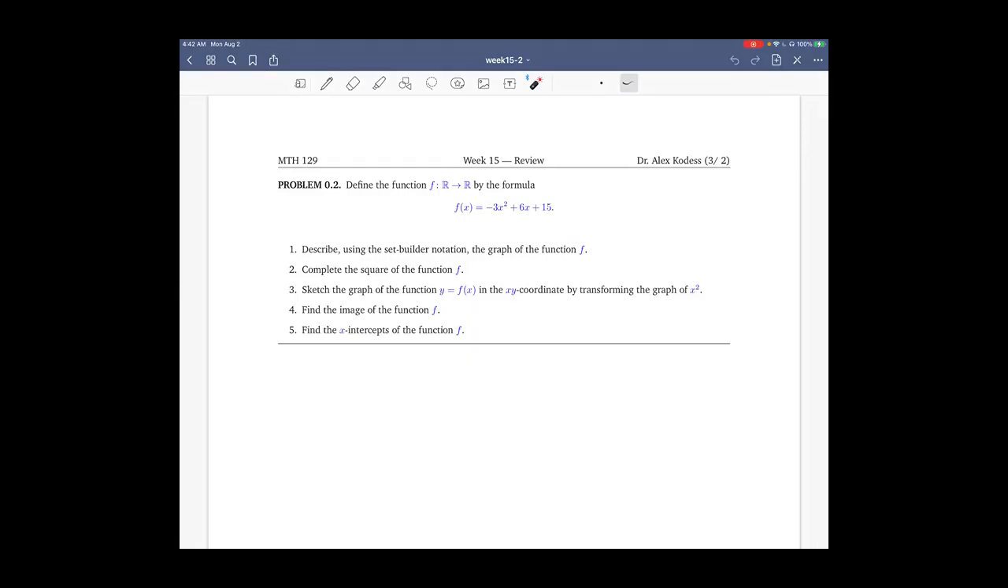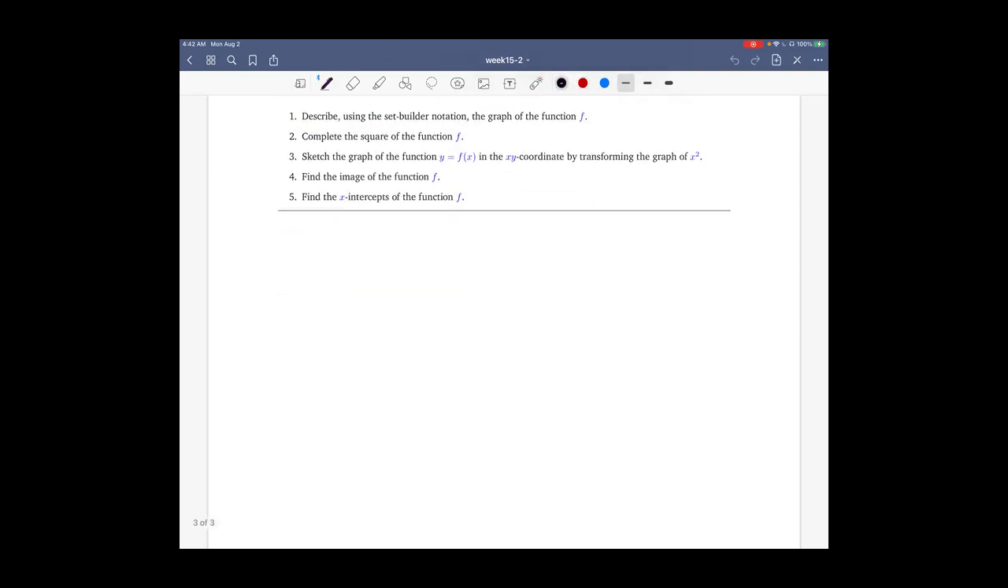So in this problem, we're given a quadratic function, negative 3x squared plus 6x plus 15, and we need to answer a bunch of questions about that function. The first question is asking us to describe, using the set builder notation, the graph of the function f. Well, again, it won't hurt to recall the definition.